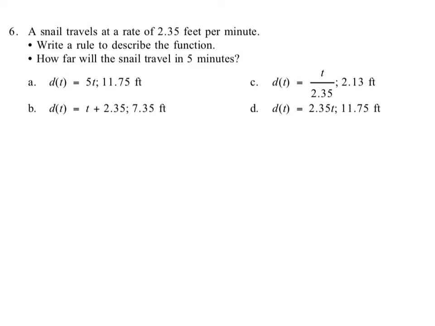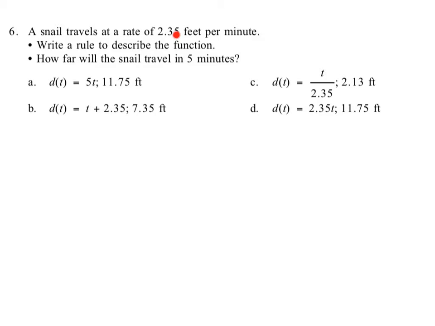Okay, this is similar to the last problem, but in this particular case, we have two parts. We have the part where we write the function rule, basically the equation, and then we calculate for some given input value, some value for the time in minutes. So the snail travels at a rate of 2.35 feet per minute, and we write a rule to describe that.